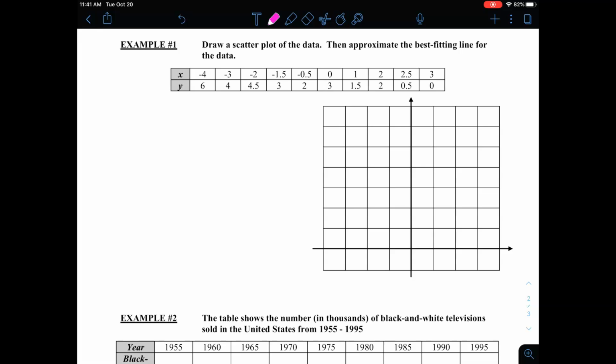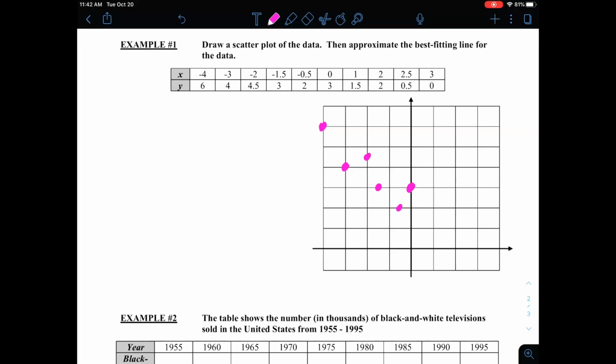All right, so we're going to graph these points. Negative 4, 6 is left 4, up 6. You guys should know how to do this already. Negative 3, 4 is left 3, up 1, 2, 3, 4. Negative 2, 4.5 is left 2, up 1, 2, 3, 4.5. Negative 1.5 and 3 is negative 1.5 and 1, 2, 3. Negative 0.5 and 2 is negative a half and up 2. 0 and 3 is stay in the middle and go up 1, 2, 3.